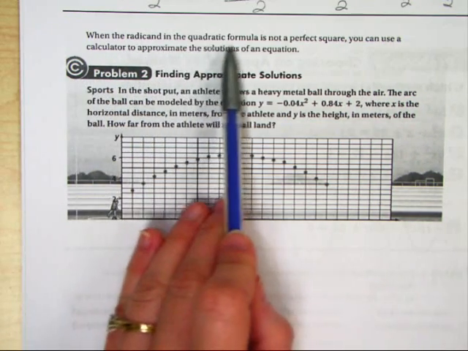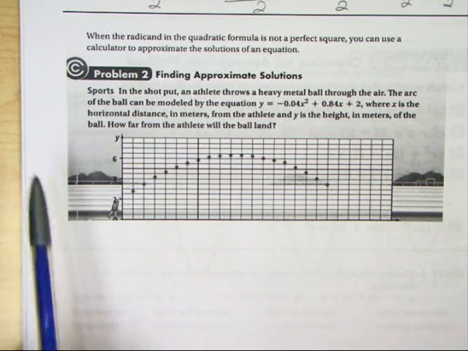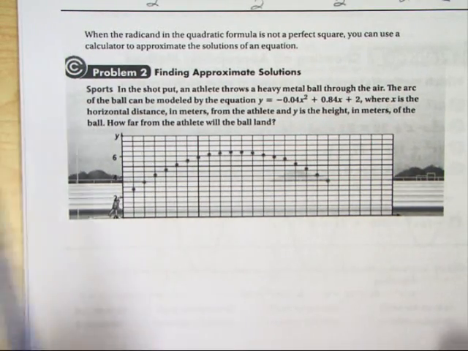When a radicand in the quadratic formula is not a perfect square, you can use a calculator to approximate the equation. And that's going to happen in problem 2. We have a word problem.